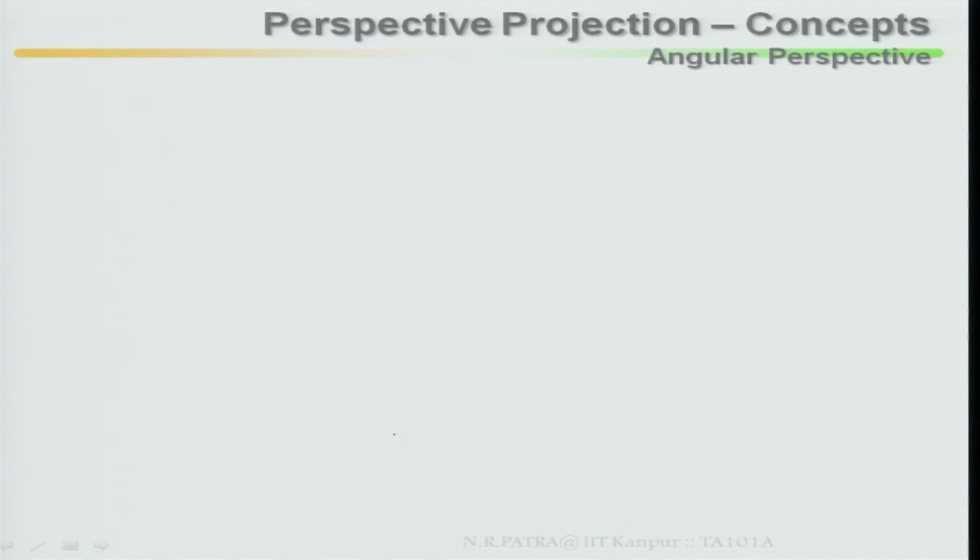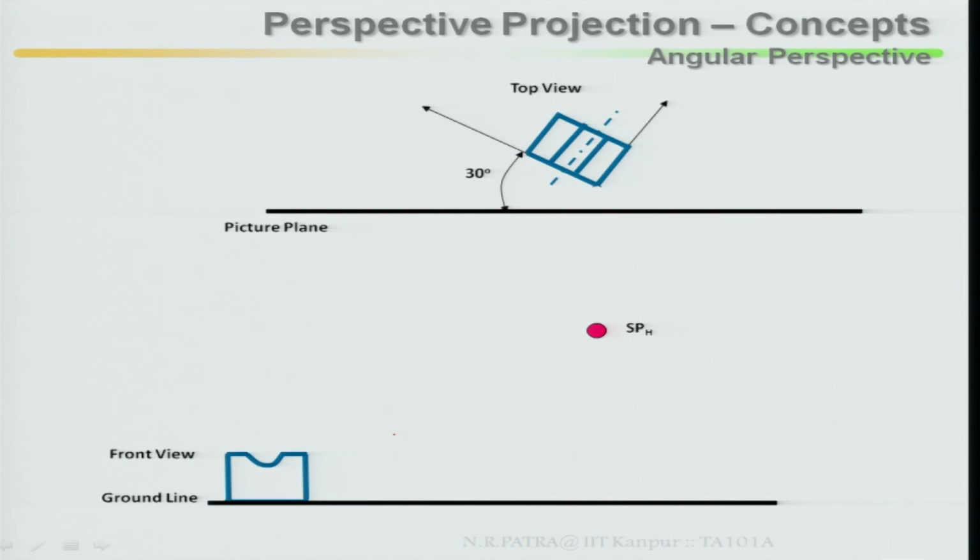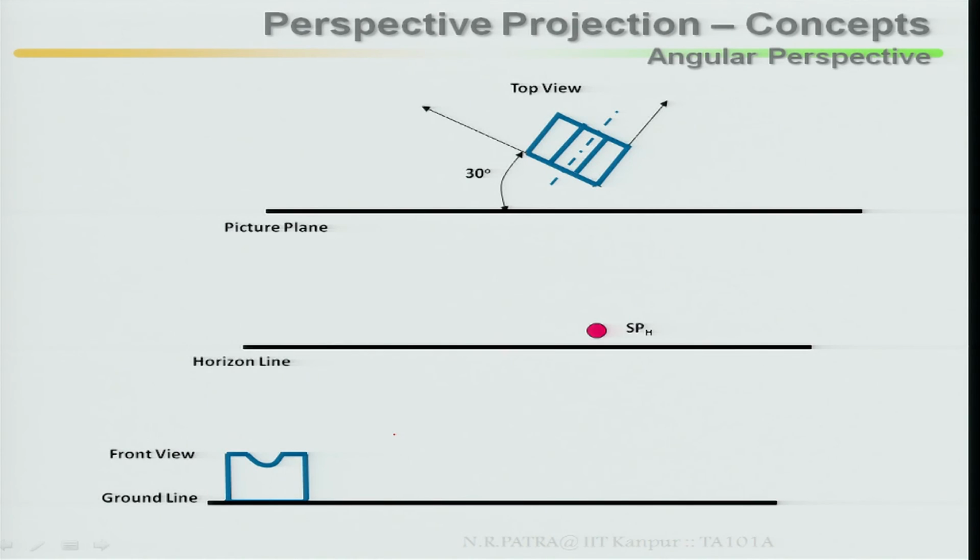Then come to perspective projections, the concept of angular perspective. Look at the top view, it makes a certain angle, 30°, with your picture plane. Then there is a station point located, a ground line, a front view, and a horizon line. From the station point, as I said, this is angular projection. From the station point, draw a line parallel to one of your faces, and where it intercepts your picture plane, from there draw a vertical line, where it cuts the horizon is your left vanishing point.